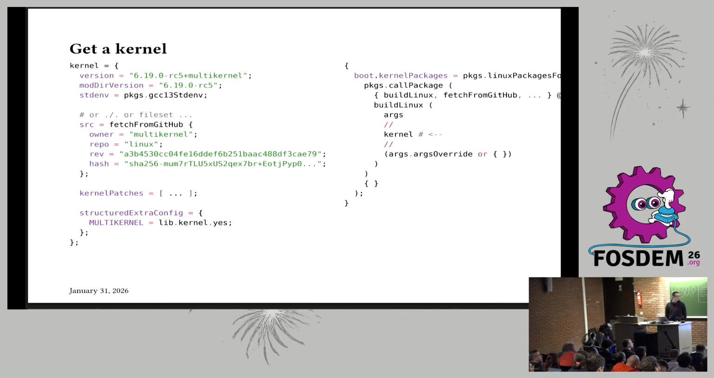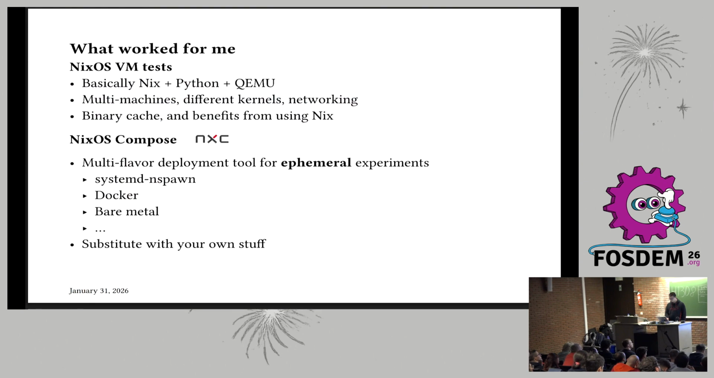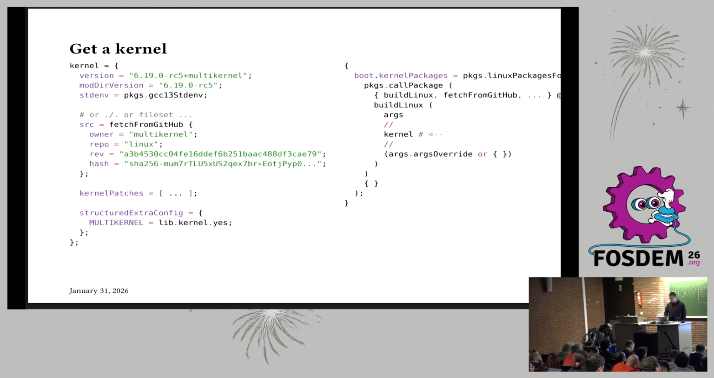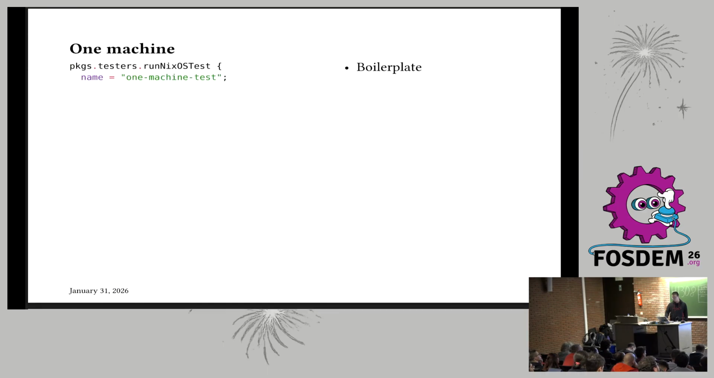And then you invoke that with a boilerplate like this. You're done. You have the NixOS system with the specific kernel ready to go.